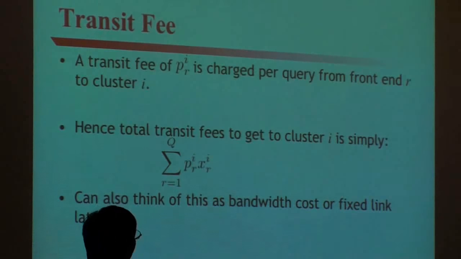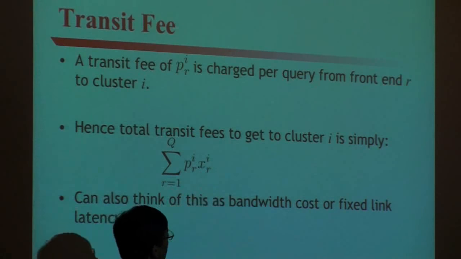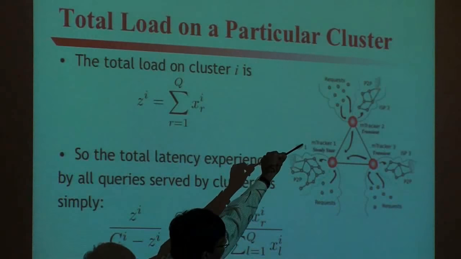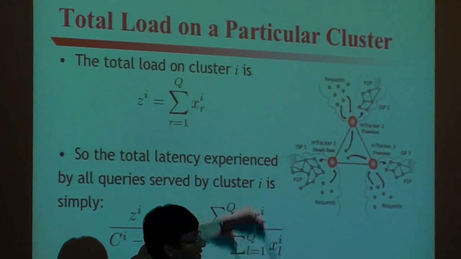Again, we have to find out how much is the total transit fee to get to a particular cluster, and that we do by simply summing up the total load. So in other words, I have traffic coming in from 2 to 1, from 3 to 1, and from 1 directly to 1.